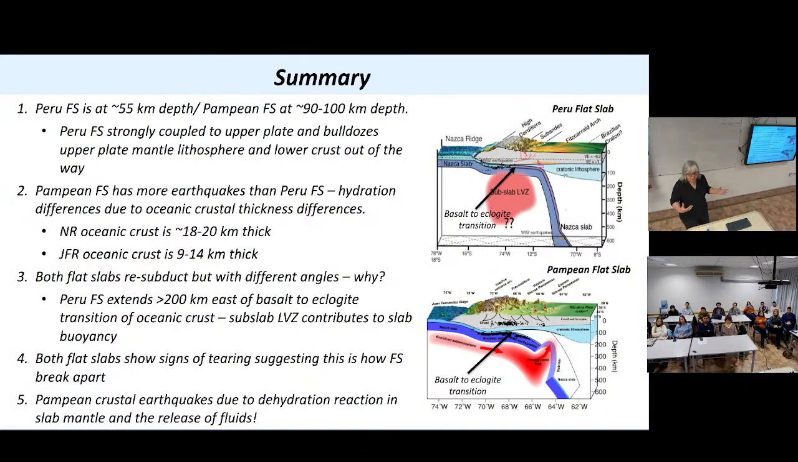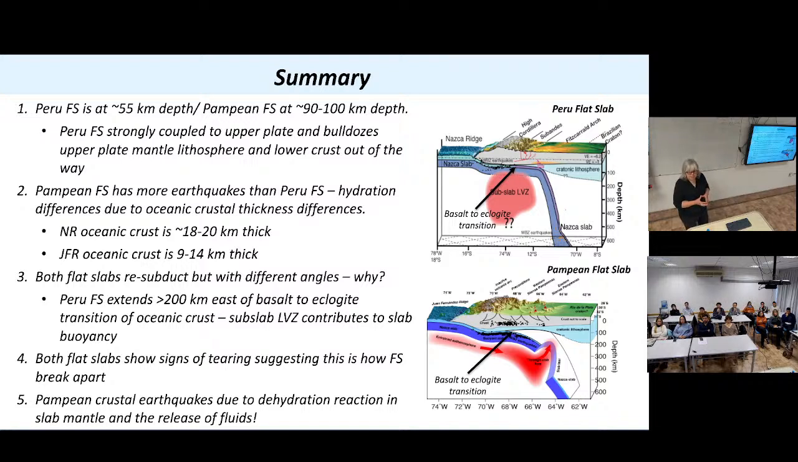So I hope I've shown you that there's some big differences between the Peru flat slab and the Pampean flat slab. The Peru flat slab is really strongly coupled to the base of the crust, to the point it's scraping things off. The Pampean flat slab I don't think is that well coupled. I think it's going on down. There's earthquakes, but they're not shear earthquakes, like it's coupled. And it's probably causing end-on compression, which gives you the thrust faults and things. And the Sierras Pampeanas faults, some of them may be new, but many of them are probably reactivated from older structures.